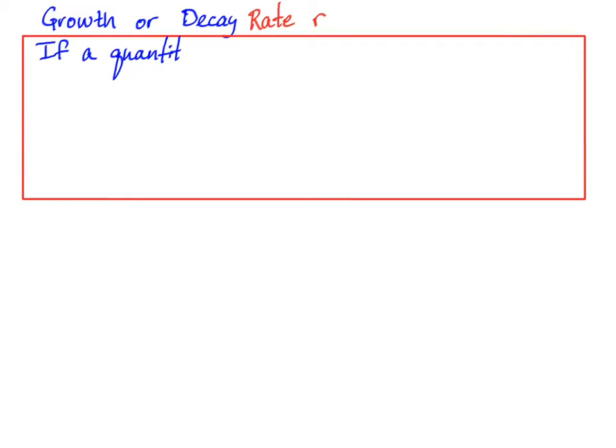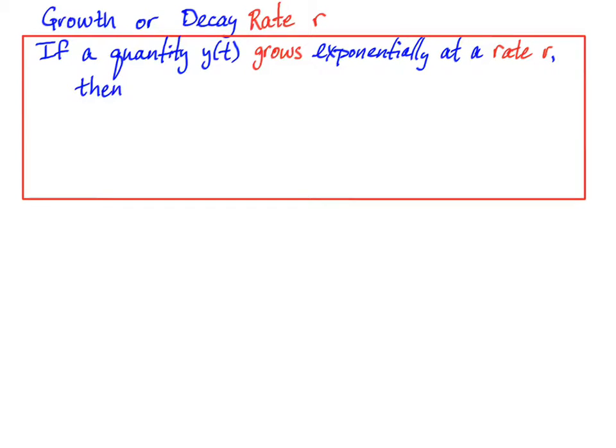So first of all, if the quantity y of t is growing exponentially at a rate R, then we can write down the quantity y of t is equal to the initial amount, y of 0, times 1 plus r raised to the t. So we saw in the last example it was 1 plus 0.097. No, the last problem was a subtraction. That was a decay problem.